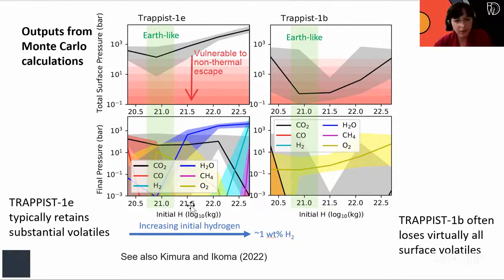Right. Is that because you just run out of FeO? You stop making water? No, this is just how you can't get rid of all the hydrogen over the lifetime of the system. Right. Cool.